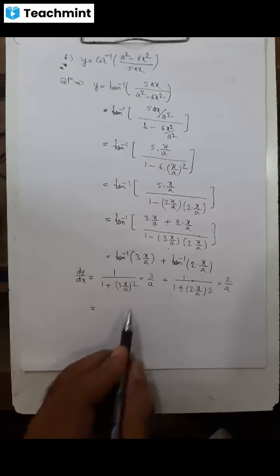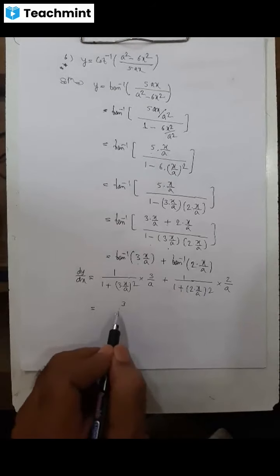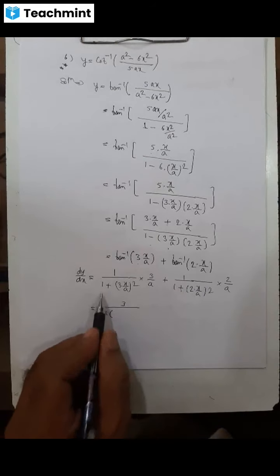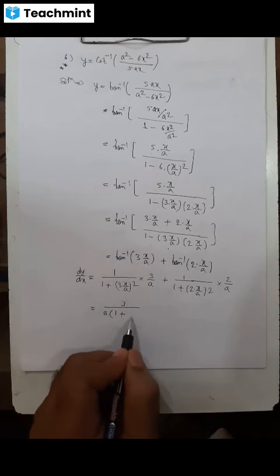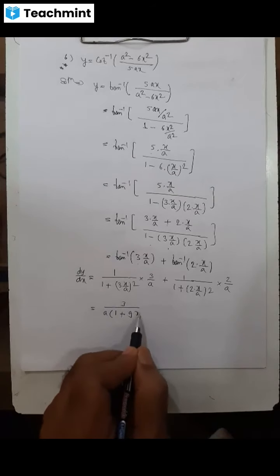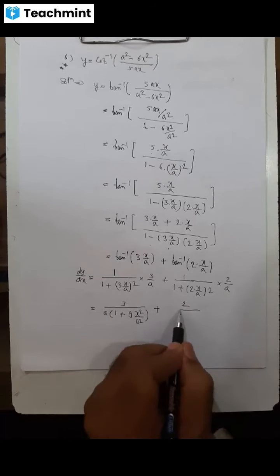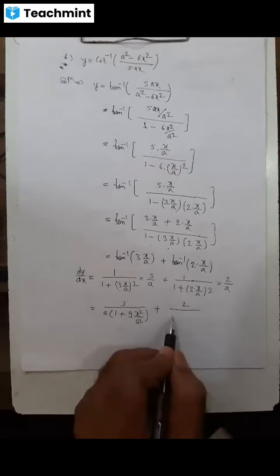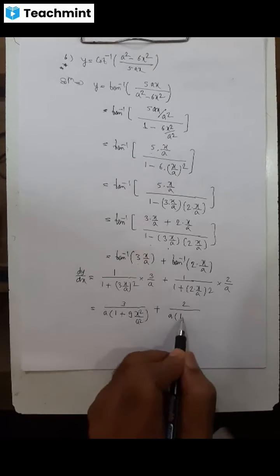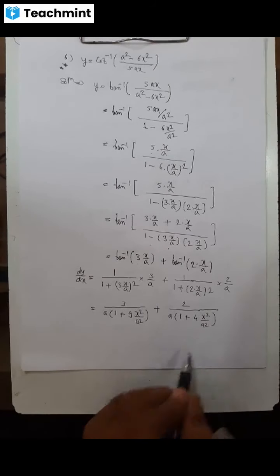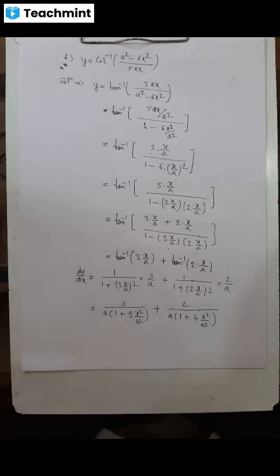And thus we get in the numerator 3, in the denominator a, in bracket 1 plus 3 square 9, x upon a square means x square divided by a square, plus the second term 2 divided by a, in bracket 1 plus 2 square 4 and x square divided by a square. Right? That is the answer.